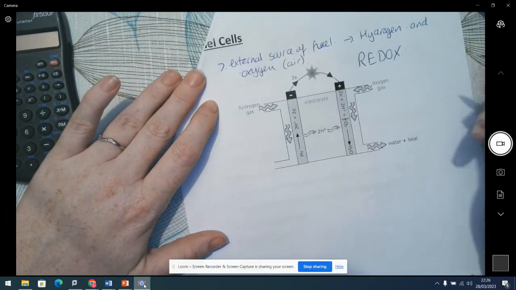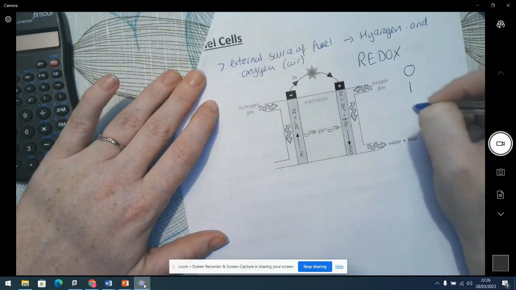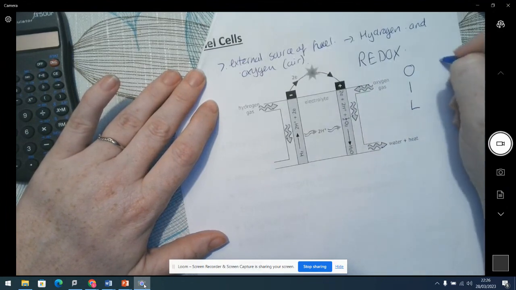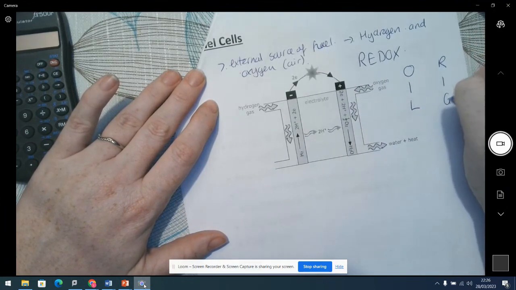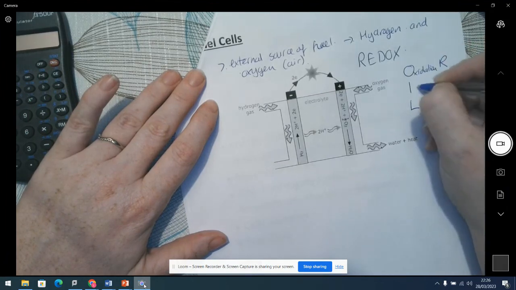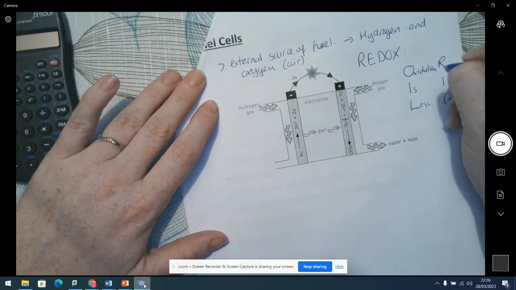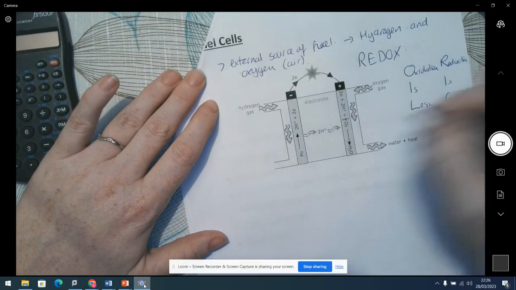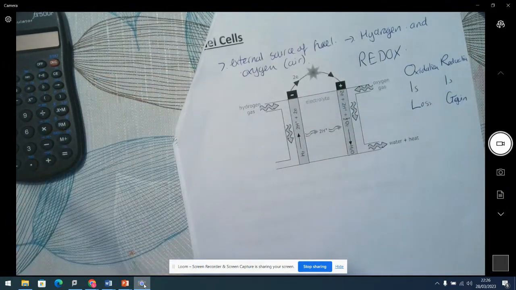So where we've got oxidation is loss of electrons and reduction is gain of electrons. Just keep this in mind when we are talking about fuel cells. So reduction is gain. And I will show you what I mean by that when we come to look at the half equations.